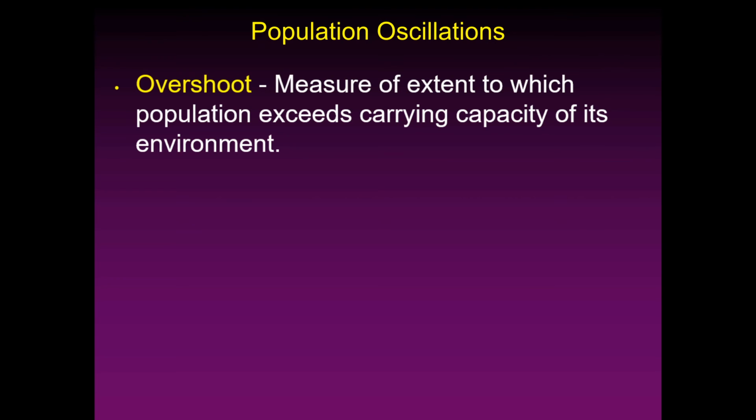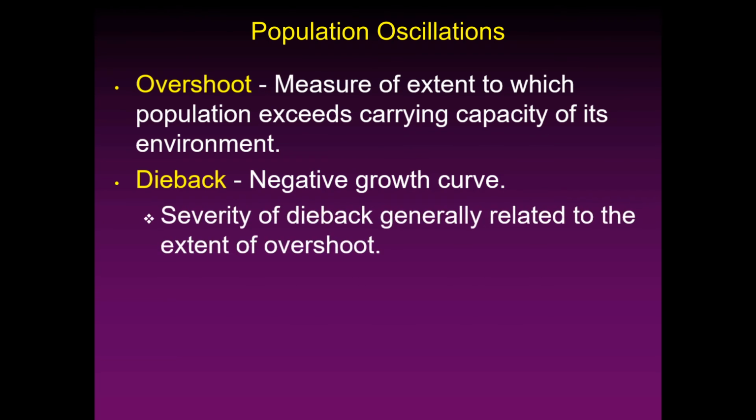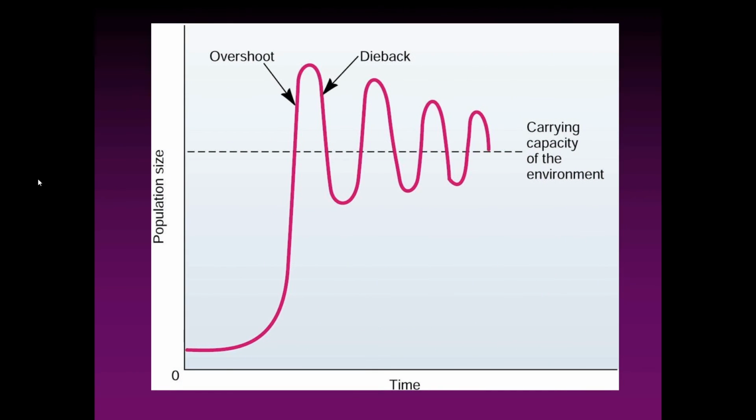So what happens when it exceeds carrying capacity? Well, some of those individuals that are above the curve will not survive. So then you have dieback, which is this negative growth from not having enough of something which defines your carrying capacity. It can be food, space, water, any sort of resource. The severity of the dieback is generally related to the extent of the overshoot, and we'll see a graph of that. So you can see here, you have this population, it grows, and notice how much higher over this line it goes.